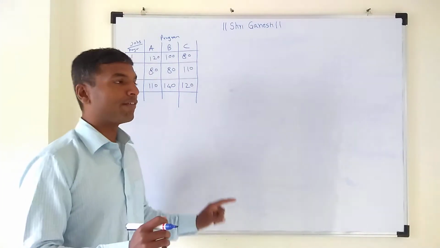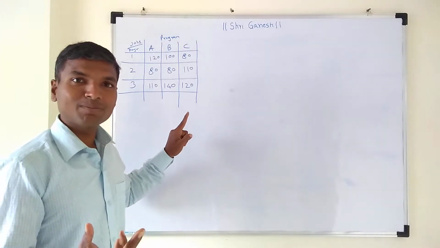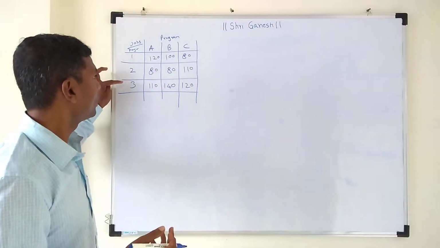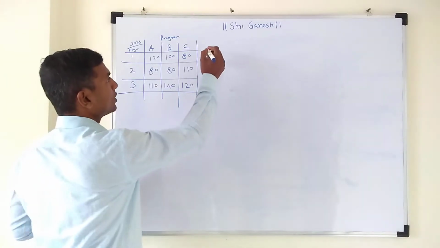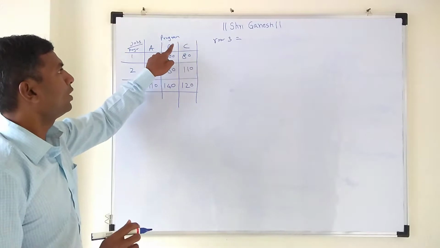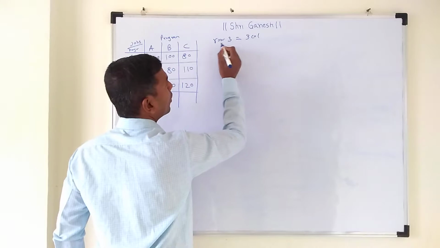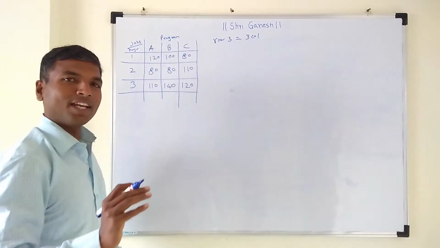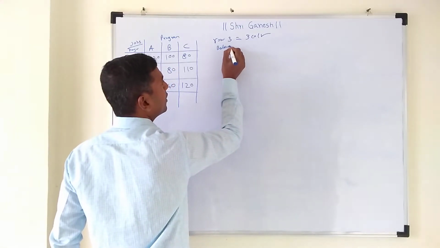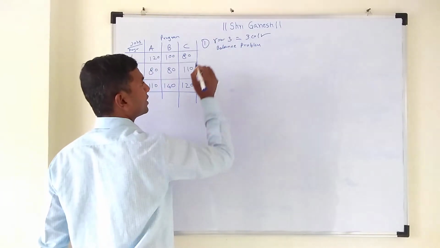First, you have to check whether the given sum is balanced or not. So how to check whether it is balanced or not? You first count how many rows there are. 1, 2, 3. 3 rows are there. And how many columns are there? 1, 2, and 3. So 3 columns. If the number of rows is equal to the number of columns, then it means it is a balanced problem. Okay, so this is the first step.